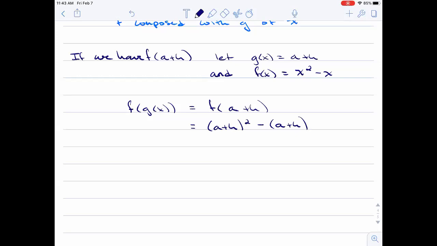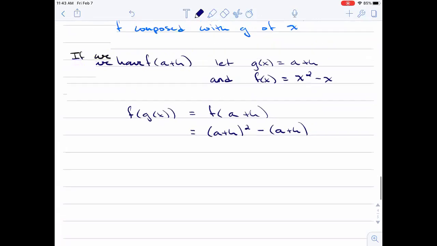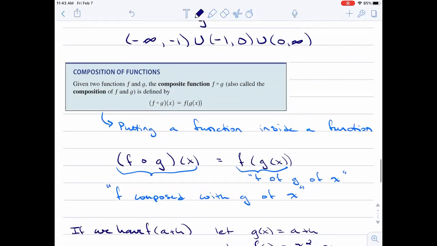Huh? Pretty sure. Oh, we do find the domains. Rats. Okay. I guess I've got it here.